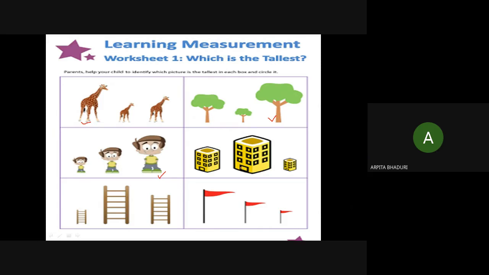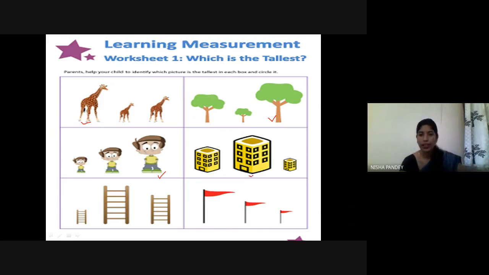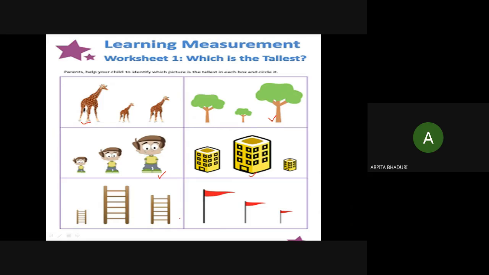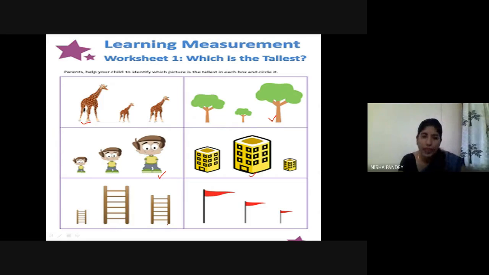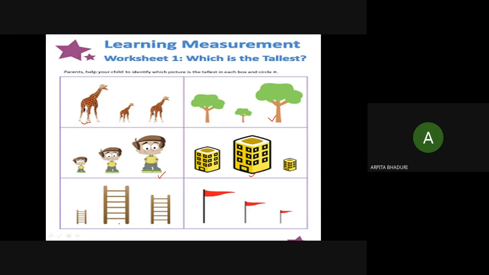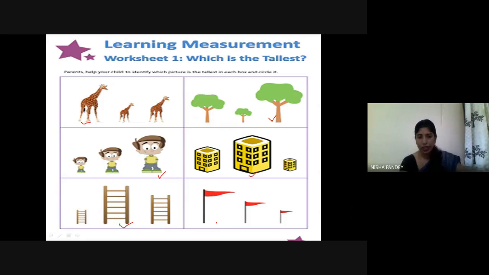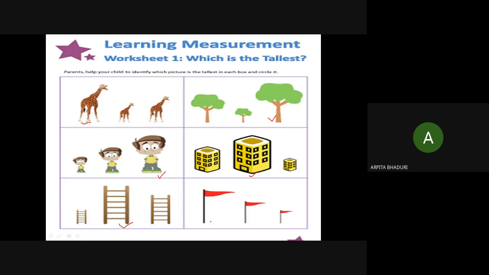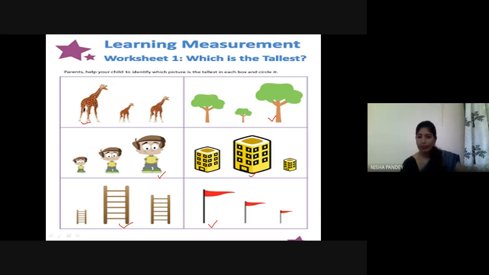Ma'am, the second one. Very good. This one, right? Yes, so this is the tallest one. Now we have three ladders here. Which is tallest? Ma'am, the second one, middle one. Middle. Very good. Now again we have flags. We have to find out which is tallest. Ma'am, the first one. First one. Very good. See, you have given all the answers correctly.